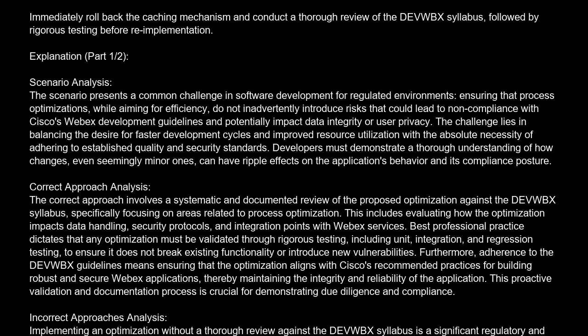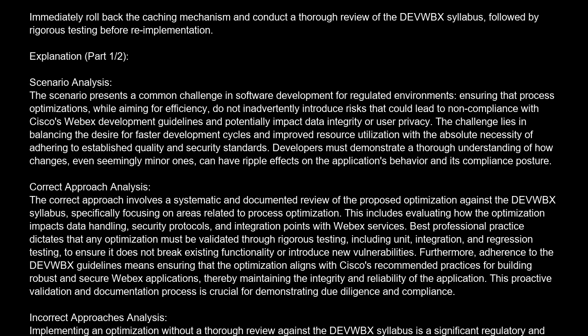This includes evaluating how the optimization impacts data handling, security protocols, and integration points with Webex services. Best professional practice dictates that any optimization must be validated through rigorous testing, including unit, integration, and regression testing, to ensure it does not break existing functionality or introduce new vulnerabilities.